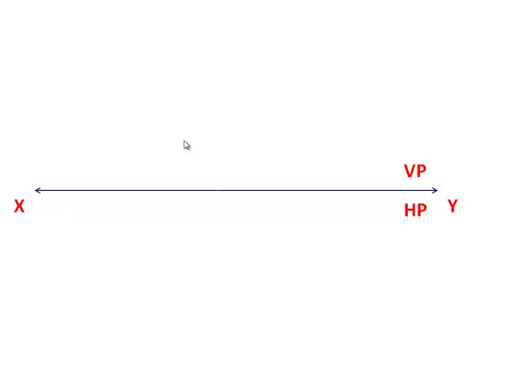So why did I put VP and HP? Any idea? Which kind of projection is it? First angle, second angle, third angle, or fourth angle? First angle projection. So vertical plane is up, horizontal plane is down. Okay. So mark the point above HP 10 mm. The point is A dash. Mark it. Draw the line. One by one you do it.